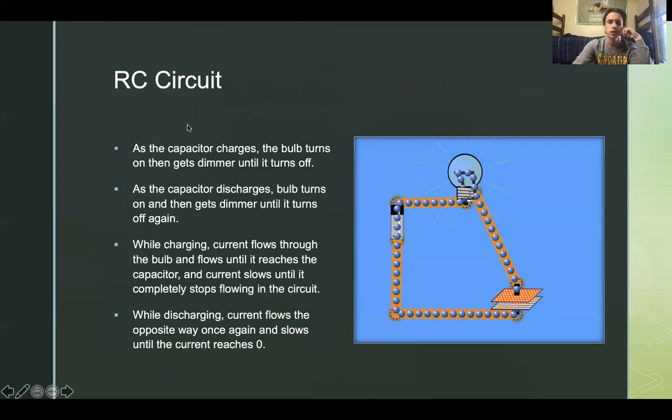Next up is our RC circuit. This includes a battery, a light bulb, and a capacitor. As the capacitor charges, the bulb turns on and then gets dimmer as it turns off. As the capacitor is discharging, the bulb will turn on and then get dimmer until it turns off again. While we're charging, the current flows through the bulb until it reaches the capacitor, where it stops flowing, and the current slows until it completely stops in the circuit and the capacitor is completely charged. While we're discharging, the current flows in the opposite direction and is once again slowing until the current reaches 0 on the other end.